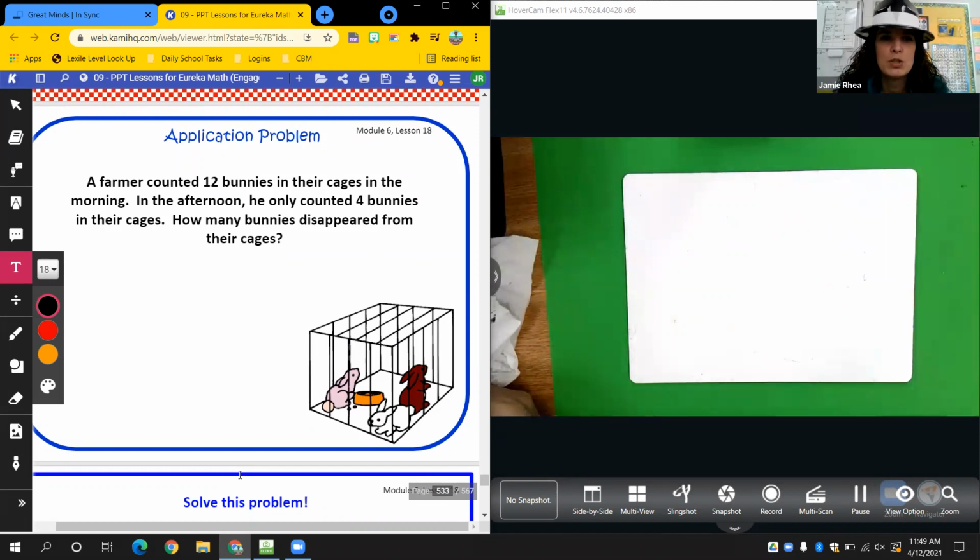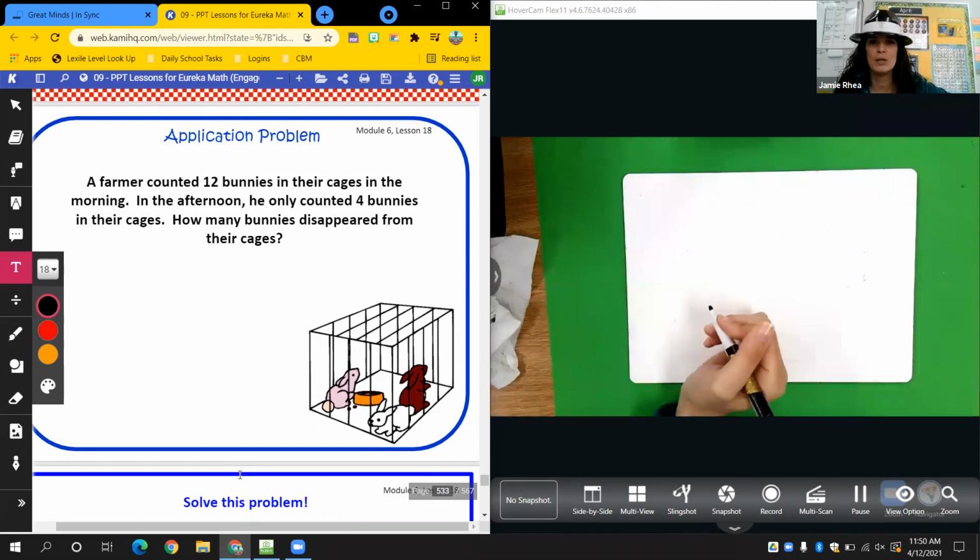A farmer counted 12 bunnies in their cage in the morning. In the afternoon, he only counted 4 bunnies in their cages. How many bunnies disappeared from their cages? Oh, this is a mystery. These bunnies have disappeared. All right, let's go back and look and see what we've got.